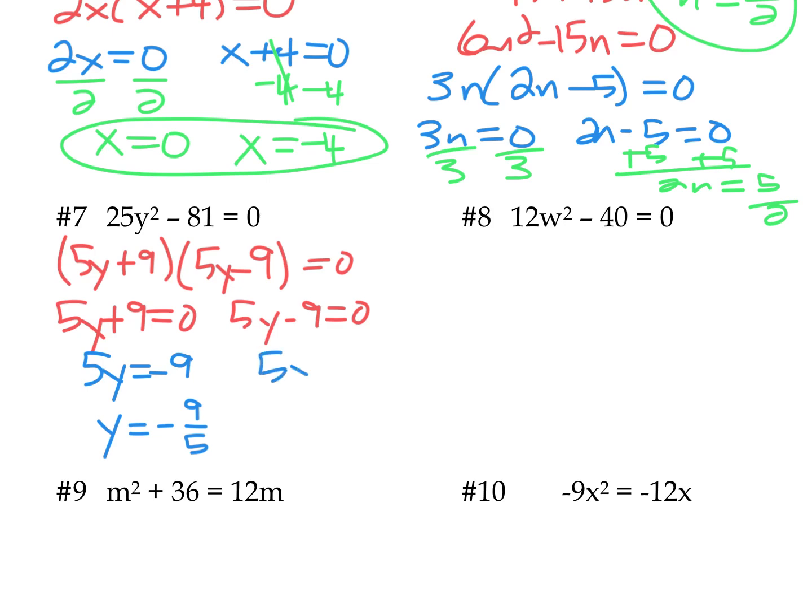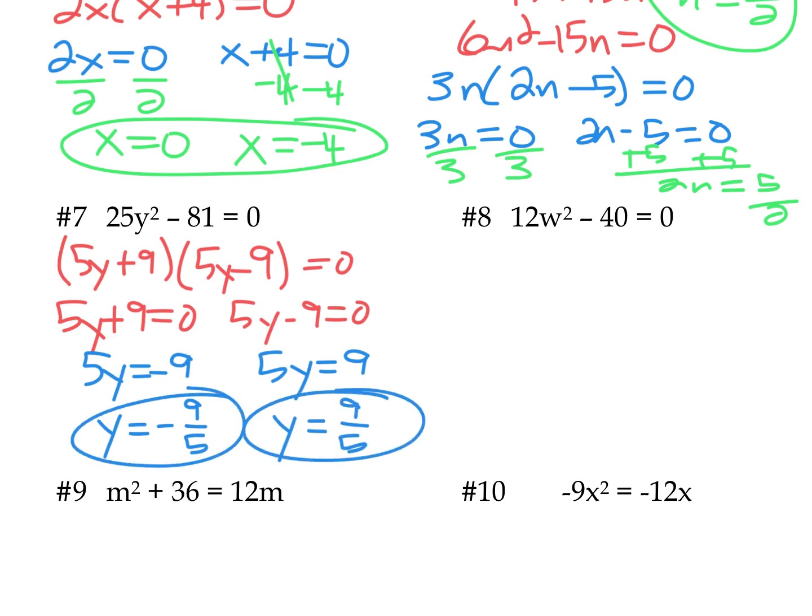Then I'm going to add 9 to both sides in the second factor set equal to 0, and I'm going to divide by 5 still, and I'm going to get positive 9 over 5. So I'm going to have 9 over 5 and negative 9 over 5 as my solutions for number 7. All right, and number 8, as you're working on solving this, add a w after the 40.